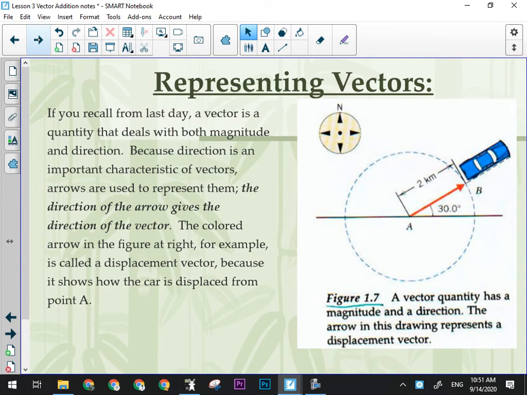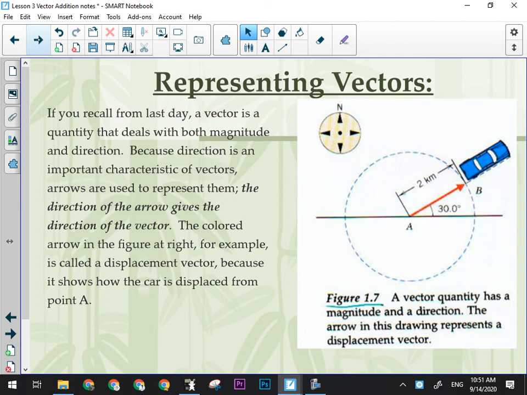From the first day, remember that a vector quantity deals with both magnitude and direction. So direction is an important characteristic of vectors, which is why we use arrows to represent them. Whatever direction the arrow is pointing is the direction the object is going. So that's pretty straightforward.